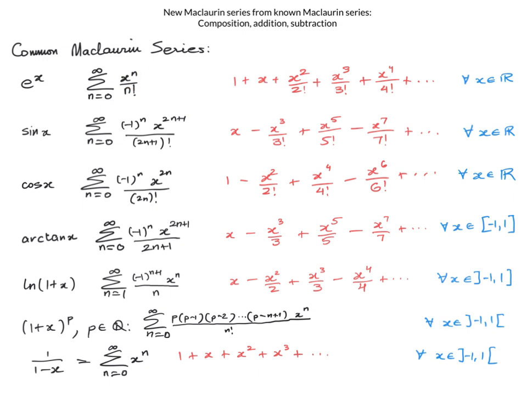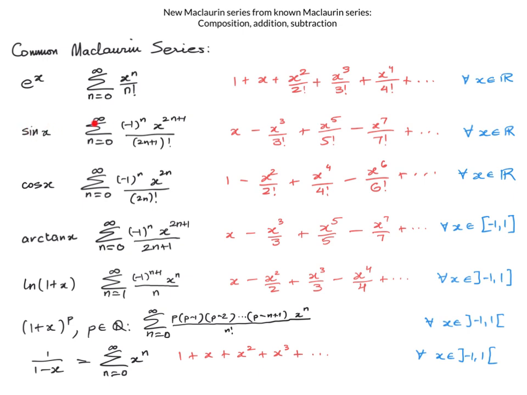Or if you look at the first few terms, it's 1 plus x plus x squared over 2 factorial plus x cubed over 3 factorial plus x to the fourth over 4 factorial, etc. So that's what that series is. And it converges for all x in the set of real numbers. In fact, it actually converges for all complex numbers as well.